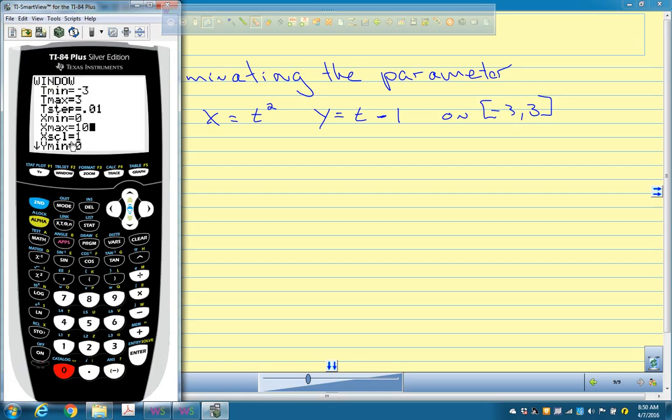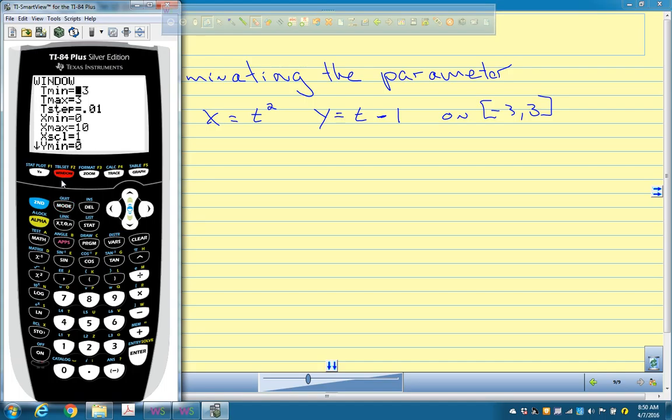So when I plug this in, I want the first equation to be just t squared. I want the other equation to be t minus 1. Okay? How did I get to this? I just went to y equals. I did have to change my mode to parametric.